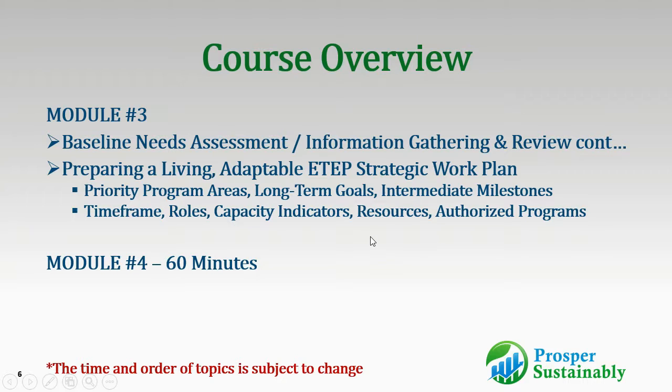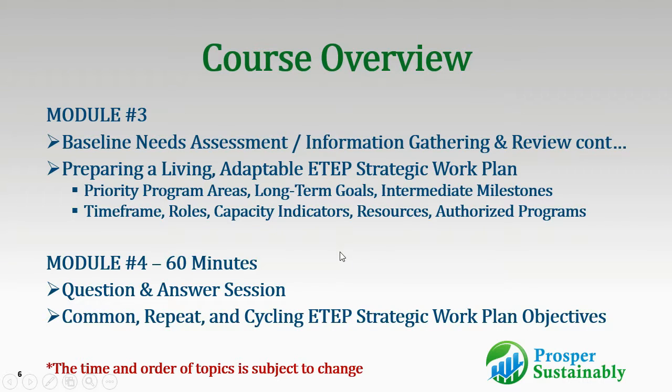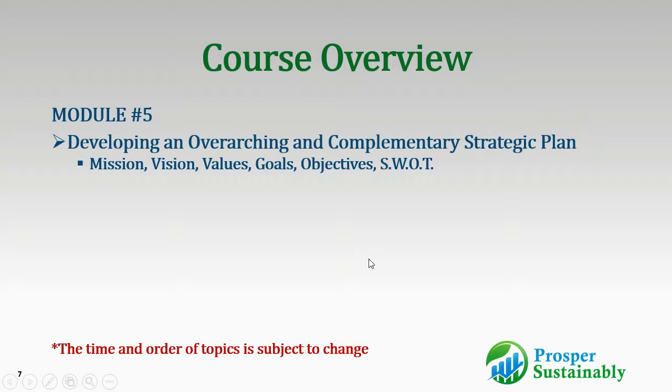Module 4, I've actually switched up a little bit. I was going to do the question and answer session in module 5, but I decided to do it in the next module as well. So that'll be a 60-minute module. In case there isn't 60 minutes' worth of questions, I'm also going to spend time on continuing the information gathering and review and the process of developing the ETEP strategic work plan, but focusing on common repeat and cycling objectives, which are important elements of your strategic work plan, and filling that out. And then module 5, we will focus on developing an overarching strategic plan.